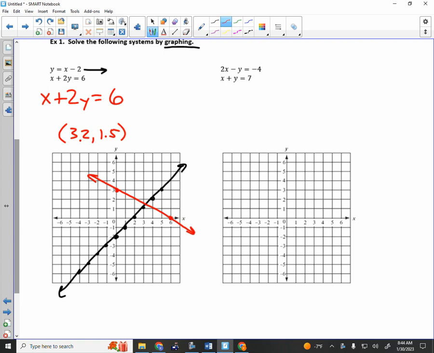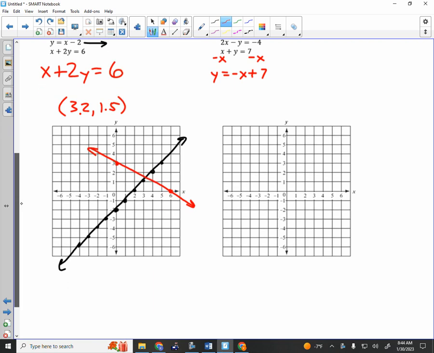The next one, I'm going to do what you guys said, which was turn this into slope-intercept form. I'm going to do the bottom one by subtracting x from both sides, and I get y is equal to negative x plus 7. So I have a y-intercept of positive 7, and then I have a slope of negative 1. Down 1 over 1.